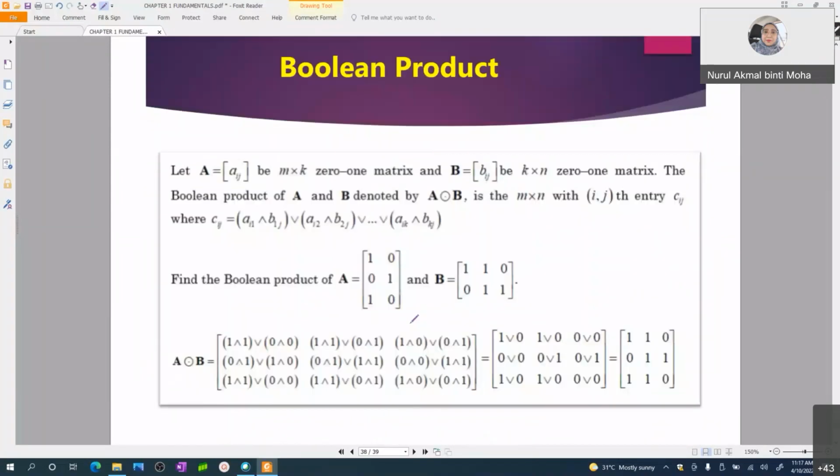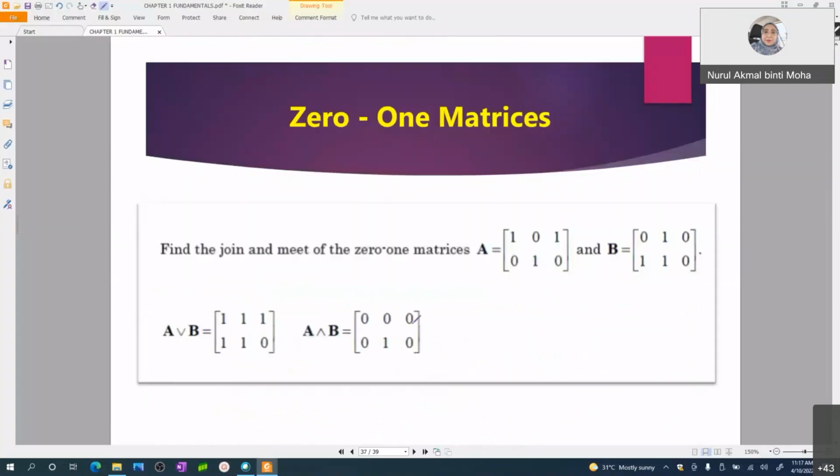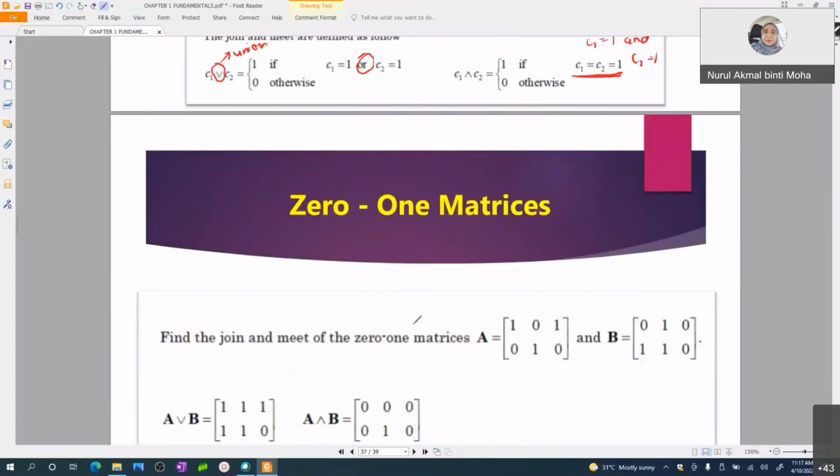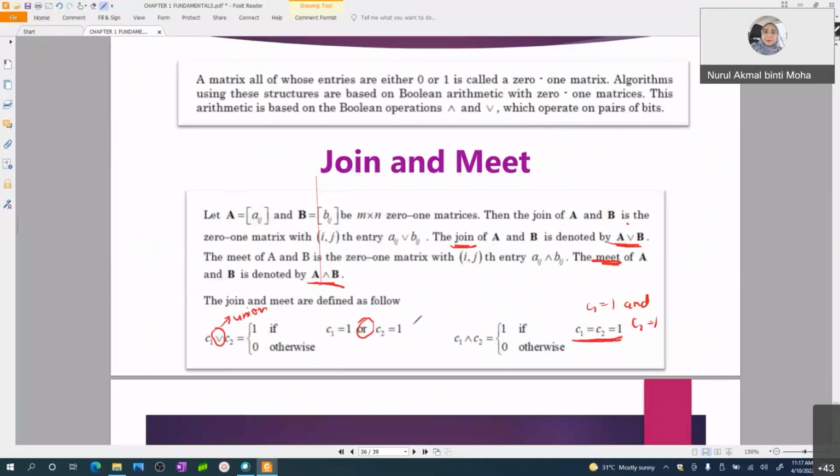Ada jawapan tak? Ada solution ni tak? Okay, it's okay.